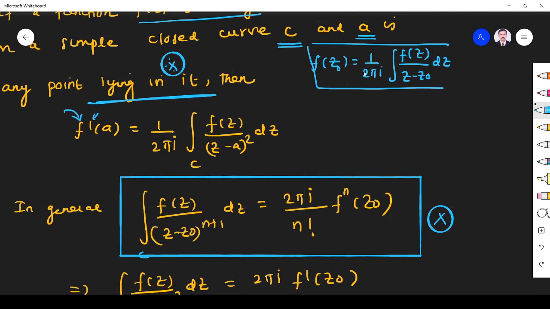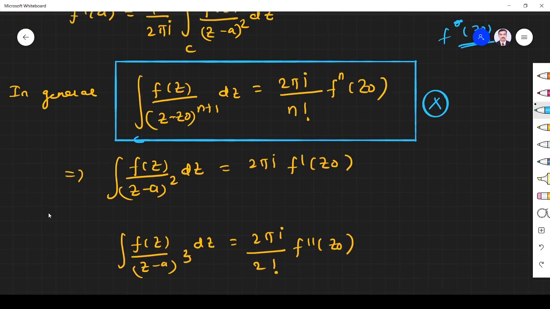When you have f of z naught, that is n equal to 0. Here you see z minus z naught to the power 0 plus 1. So n is 0, and the answer is 2 pi i divided by 0 factorial, which is 1, so 2 pi i times f zero of z naught. F zero means no differentiation. That is your answer, 2 pi i into f of z naught. So that is a simple thing.